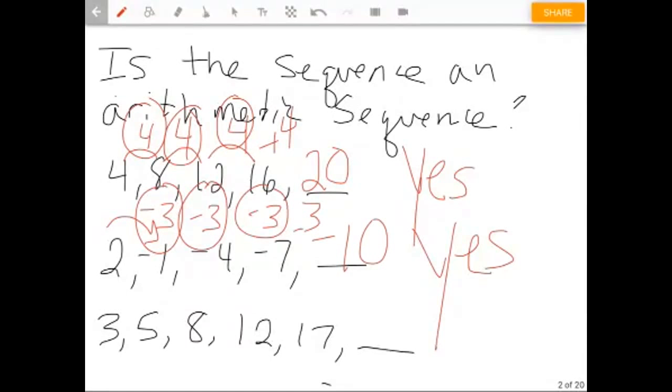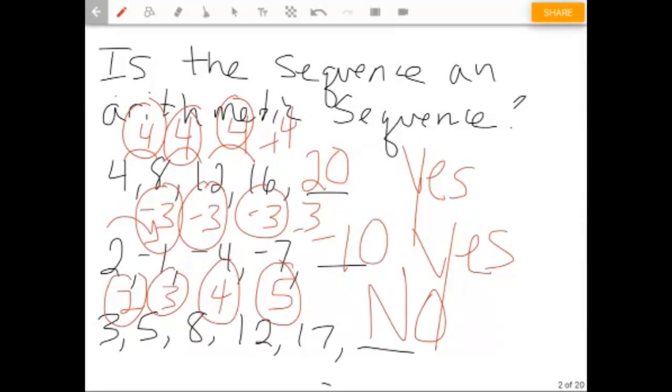And then the last one here, 3, 5, 8, 12, 17. The difference to get from 3 to 5 is 2. 5 to 8 is 3. 8 to 12 is 4. 12 to 17 is 5. So you notice there's a pattern here, but is the difference constant? Is it always the same? It is not. So therefore, this is not an arithmetic sequence. Even though there's a pattern, it has to be the same number added or subtracted to be arithmetic.